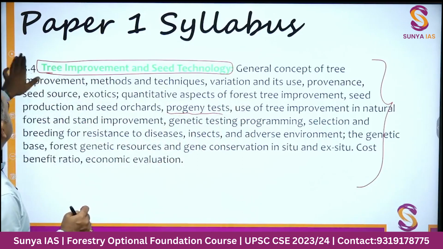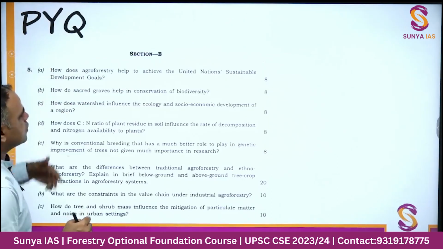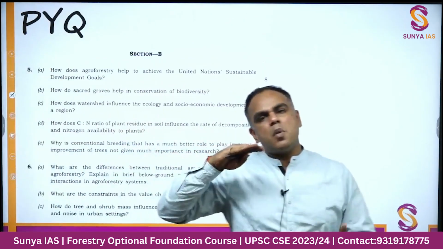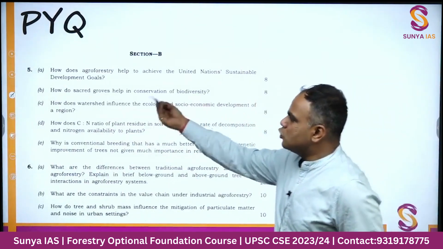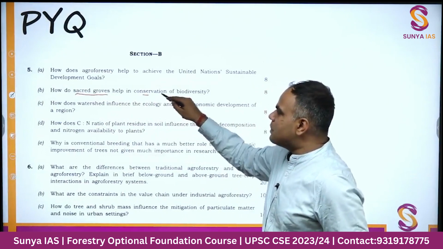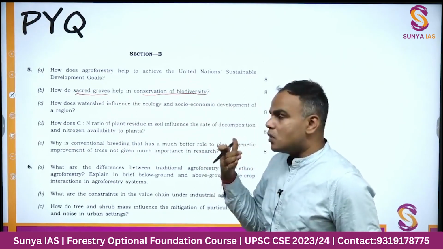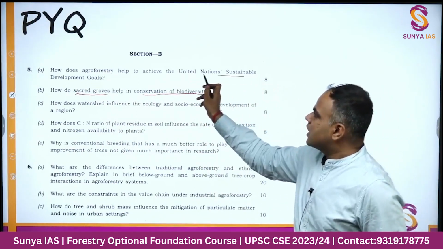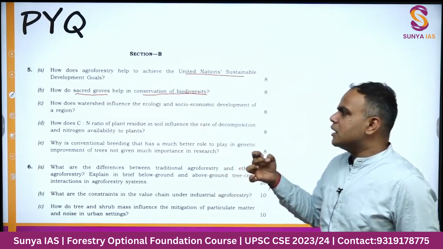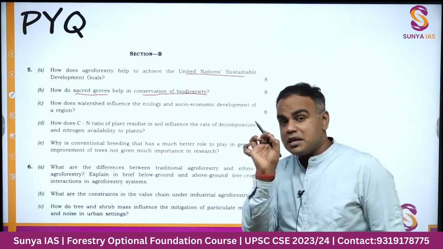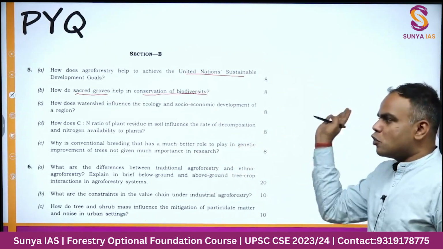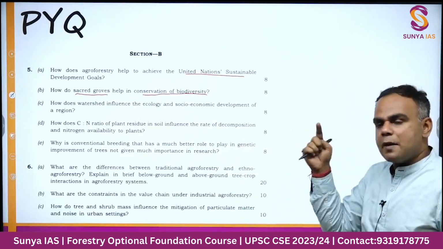Tree improvement, seed technology, right? Here also, if you see, in paper 1B, they also link some current affairs, okay? For example, how do sacred groves help in conservation of biodiversity, okay? You have an 8 marker. Again, linkage with UN SDGs, right? In this portion, you will have relatively simpler questions. I'm saying relatively, okay? You'll have more technical questions in paper 1A, okay?